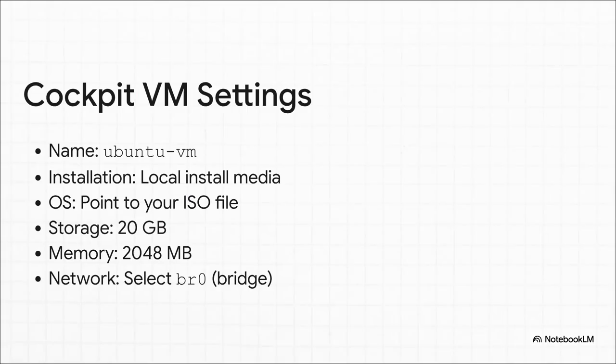If you go the Cockpit route, it's basically like filling out a web form. You give your VM a name, you tell it where to find that ISO file we uploaded, you decide how much storage and memory it gets, and this part is crucial. You make absolutely sure to select that network bridge BR0 that we created earlier. Hit Create and watch the magic happen.